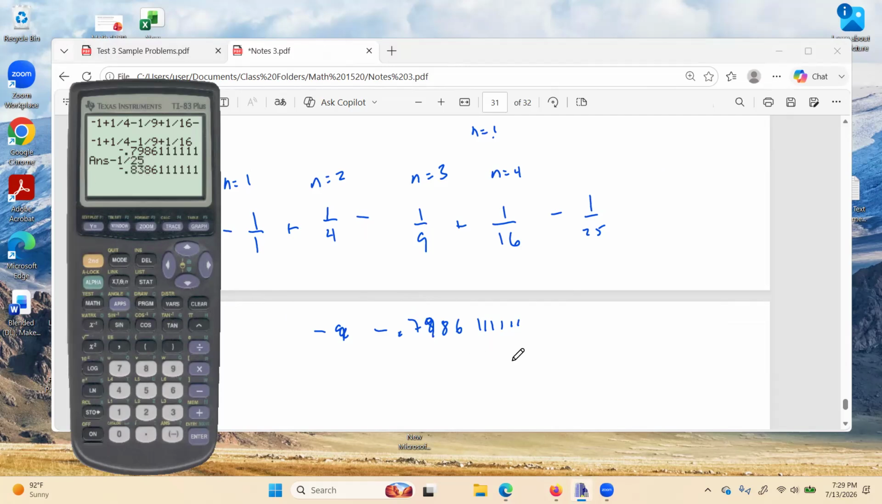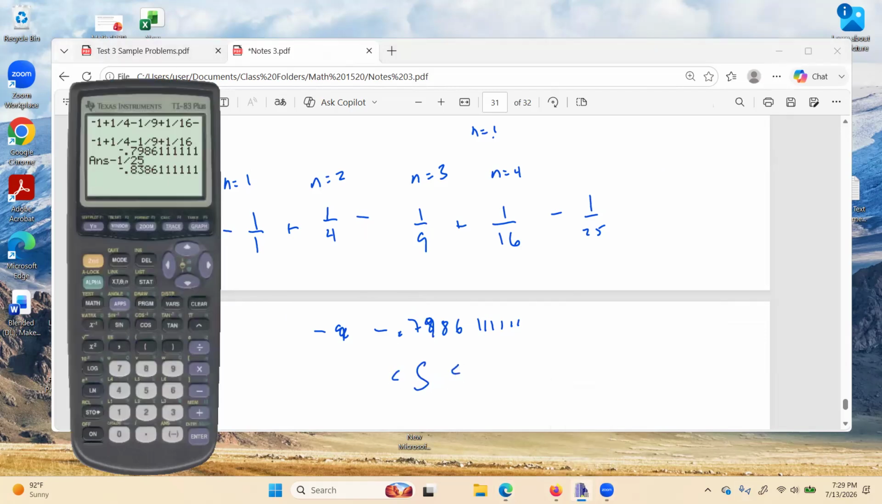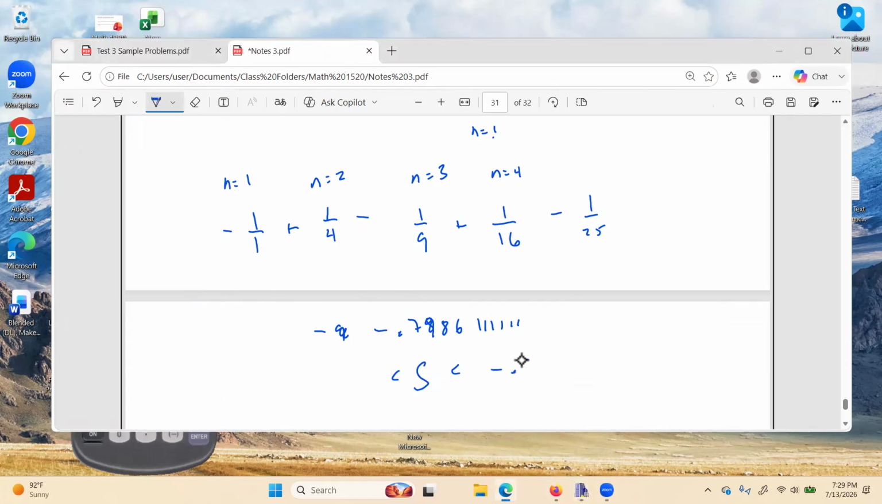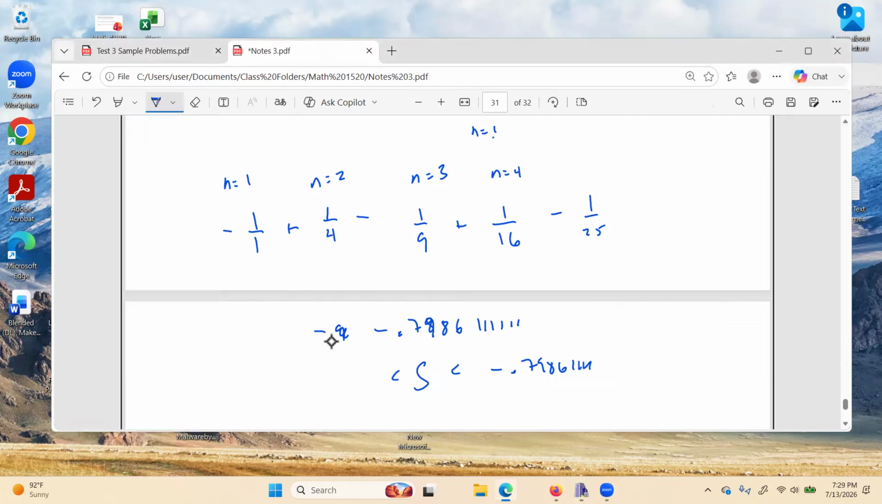So we could say my sum is going to be somewhere between. If I just use my first four terms, it's going to be negative 0.7986111, and then it's going to be negative 0.8386111. So I know that my sum, when I add all the stuff, is going to be somewhere between these two pieces.